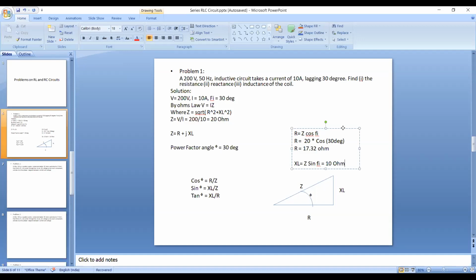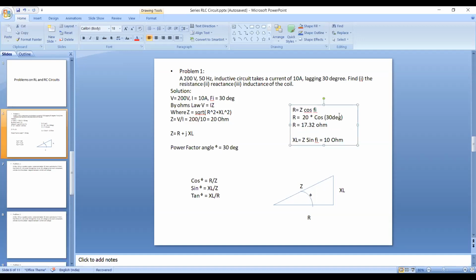But there's a problem, right? Z is equal to R plus jXL. If I add up R and XL, how much will I get? 17.32 plus 10, 27.32, no? But I was supposed to get 20 ohm, right? What went wrong? Or am I saying something wrong?